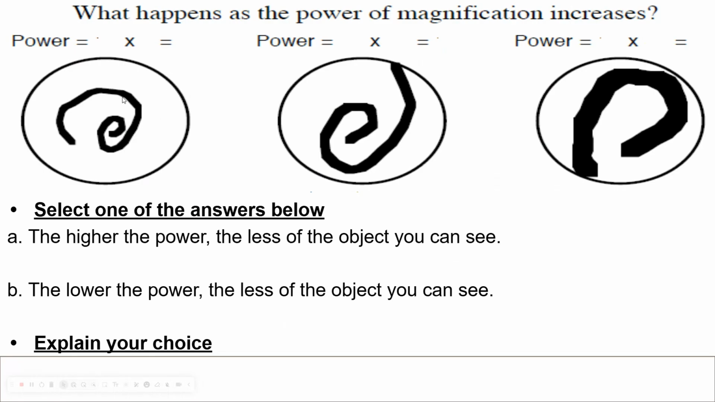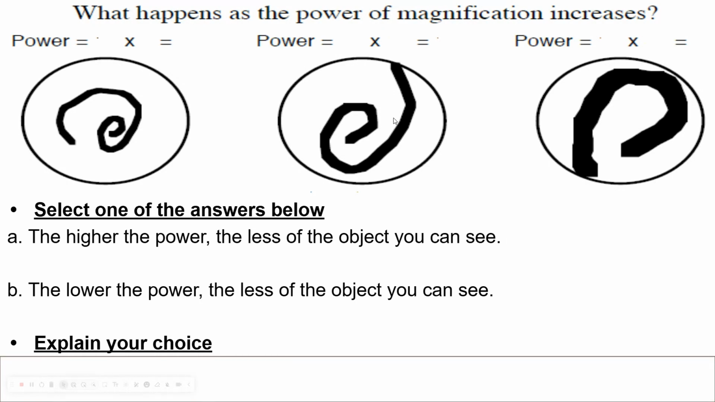Take a look at what's happening as you're going from high power to low power to medium power. The power of magnification increases. There are 2 choices here. The higher the power, the less of the object you can see. The lower the power, the more of the object you can see. This here is at low power, this here is at medium power, and this here is at high power. Notice that as you go from low to high, you see more details of a smaller area of your specimen. Here you can see the entire specimen from this loop all the way down to this point here.